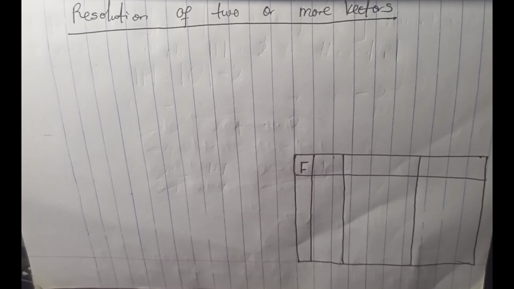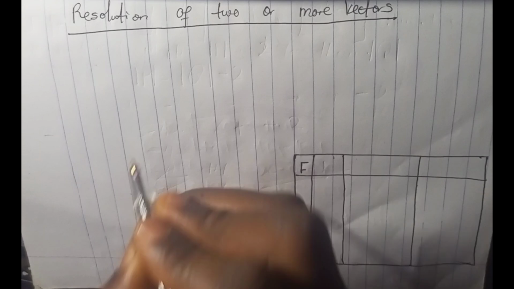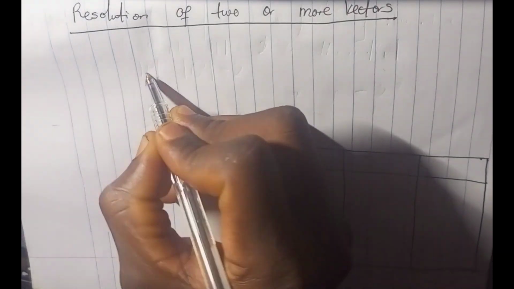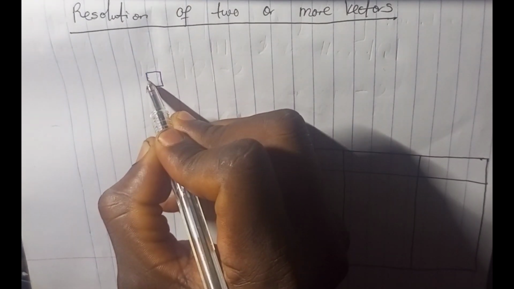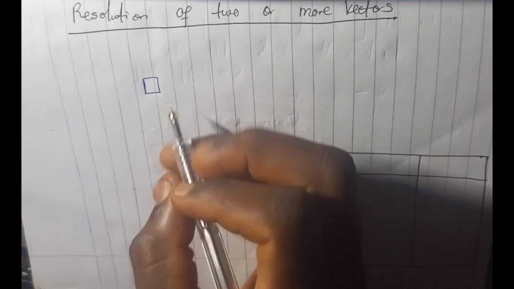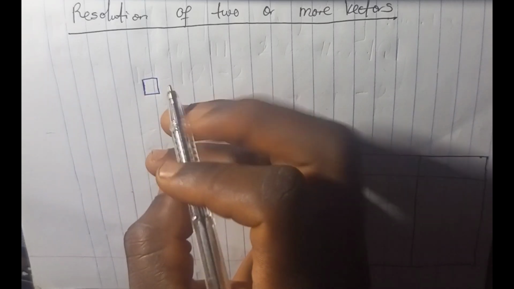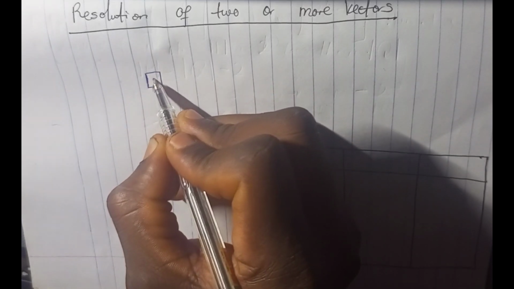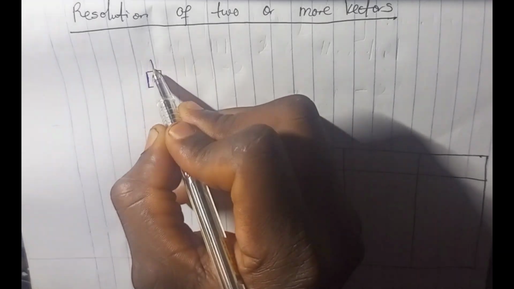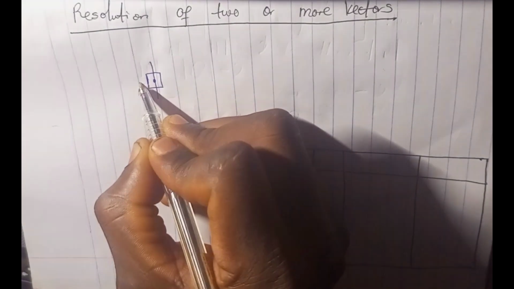Today, let's look at the resolution of two or more vectors. So let's consider a system that is being affected or disturbed by three vectors, or let's say three forces. So watch out. We have this system, and we will see it as having cardinal points.